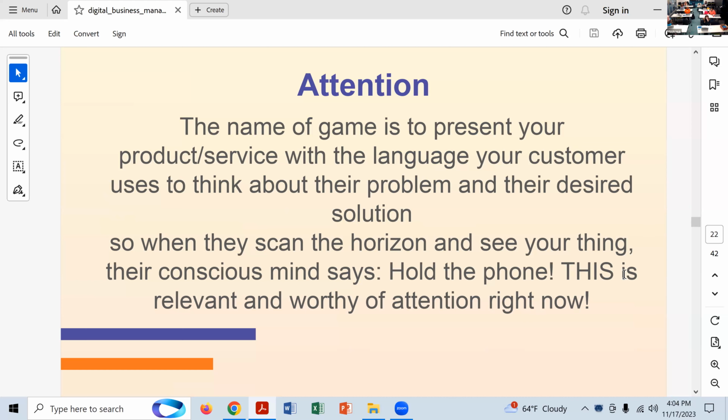So the name of the game is to present your product or service with the language that your customer uses to think about their problem and their desired solution, so that when they scan the horizon and they see your thing, their conscious mind says, hold the phone. I see something relevant and worthy of attention. We're stopping here. Right. But it's worthy of attention.